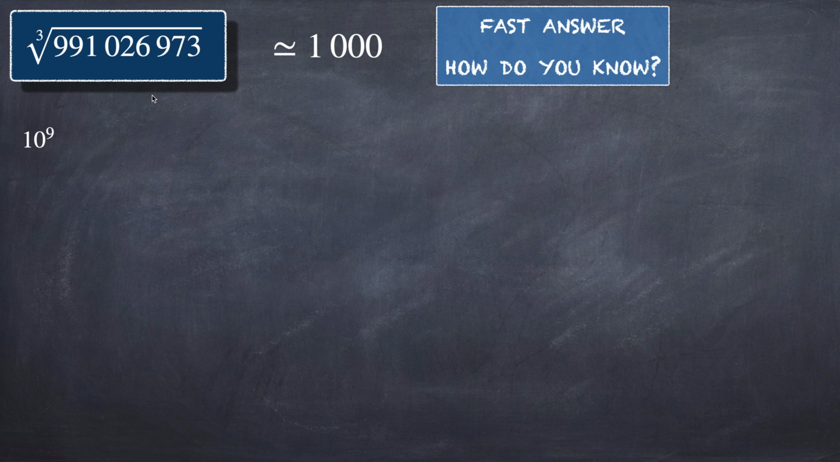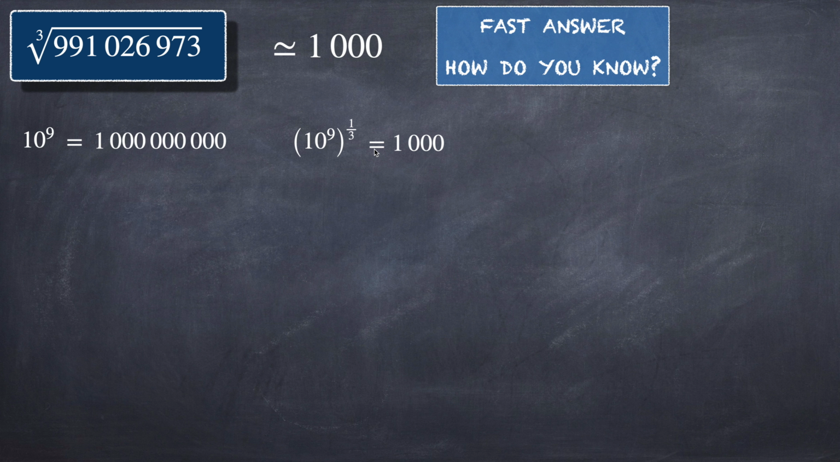Well, we have here inside the cube root a number with 9 digits. It is almost 10 to the 9, which is 1 billion. And 10 to the 9 raised to 1/3, which is the same as the cube root of a number, is obviously 10 to the 3rd, which is 1,000. But since this number is less than 1 billion, the answer is approximately equal to 1,000, but it is less than 1,000.